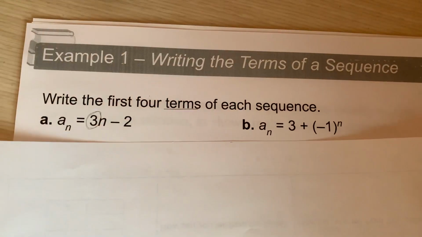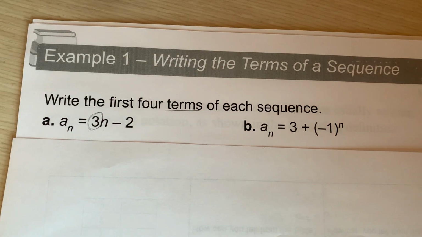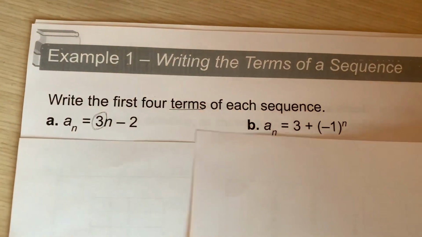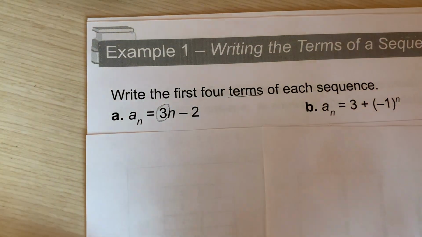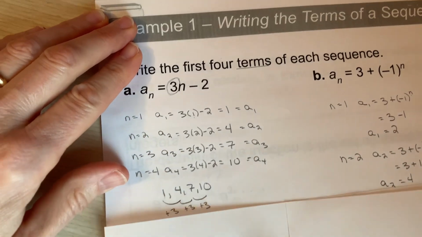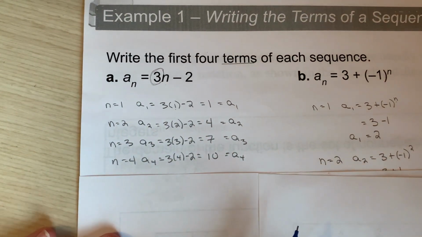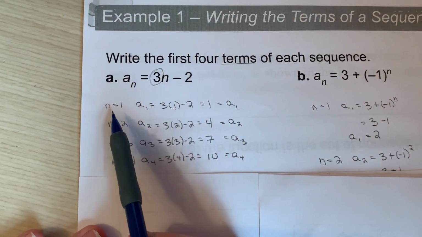That kind of covers this. I already started writing some of this, so you probably will want to pause the video and fill some of this in. It says find the first 4 terms of the sequence. I'm just going to walk you through the first term, and then you should pause the video and write the rest of the terms.